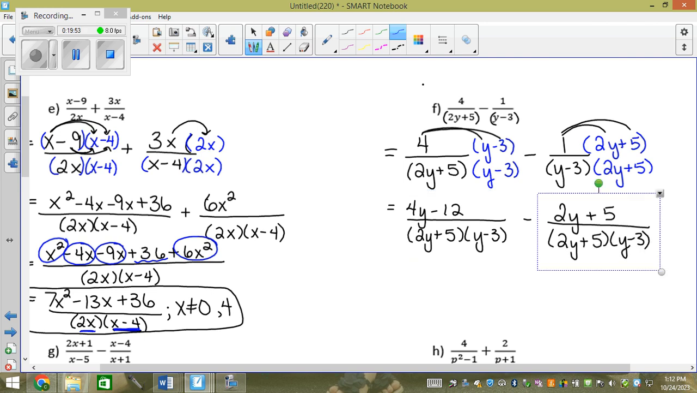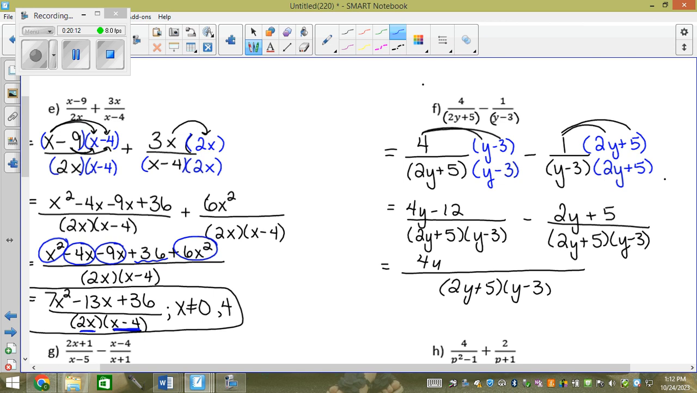Do my denominators match, guys? When my denominators match, I can write it over one denominator. We agree? So I'm going to get 2y plus 5, y minus 3. And in the numerator, I get 4y minus 12.